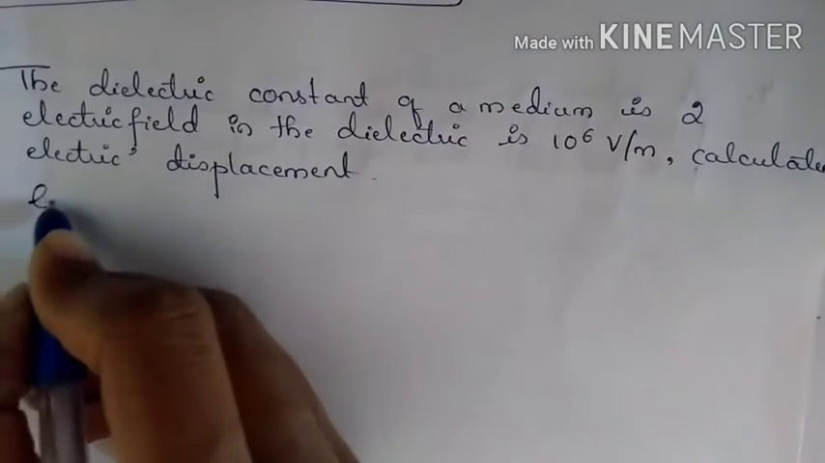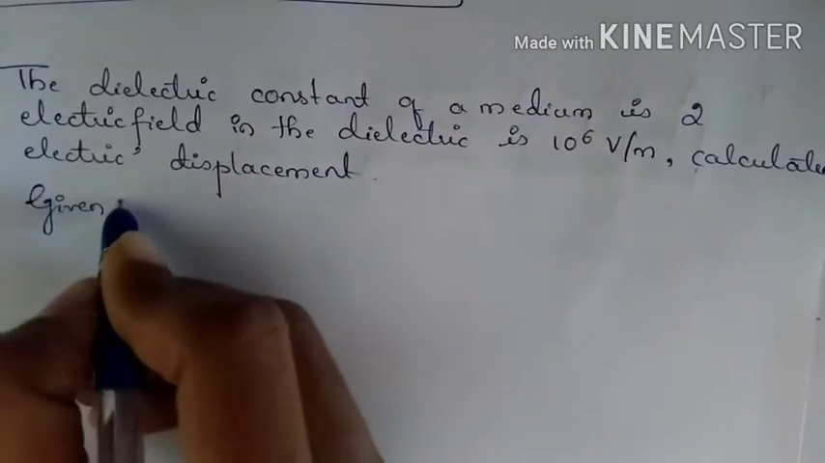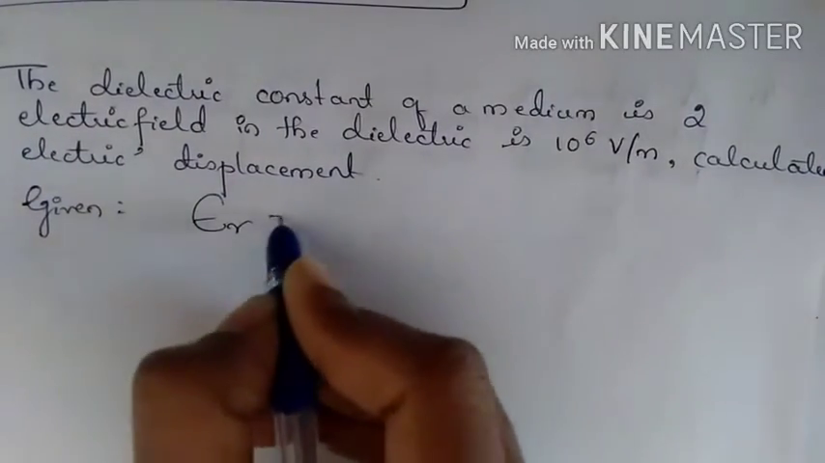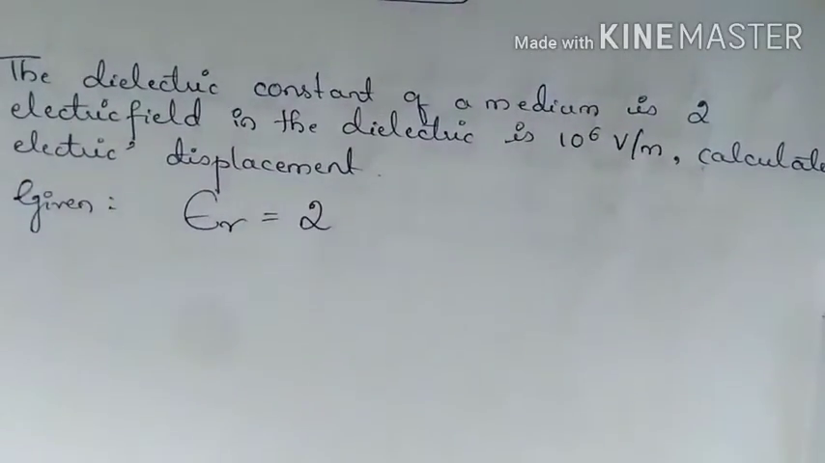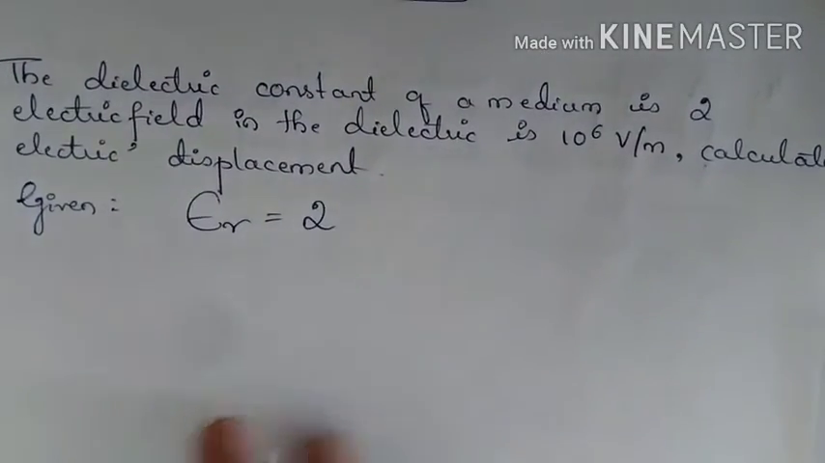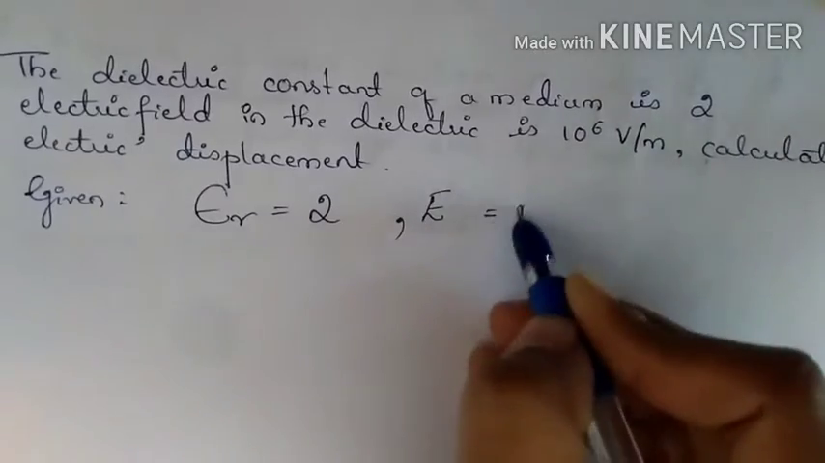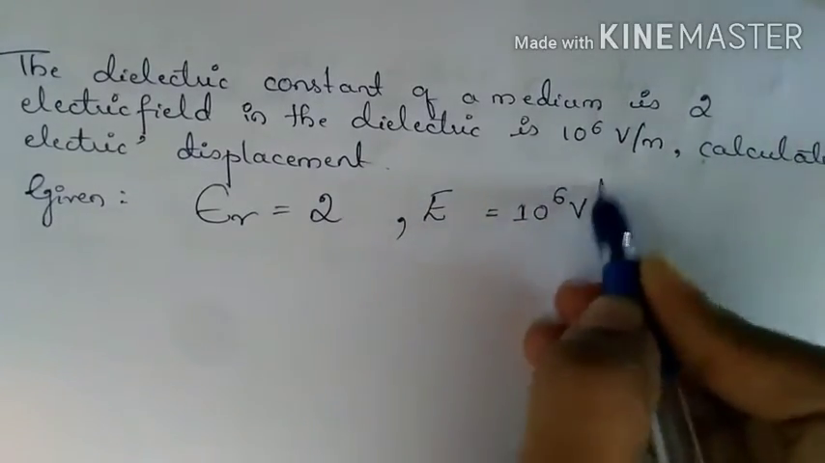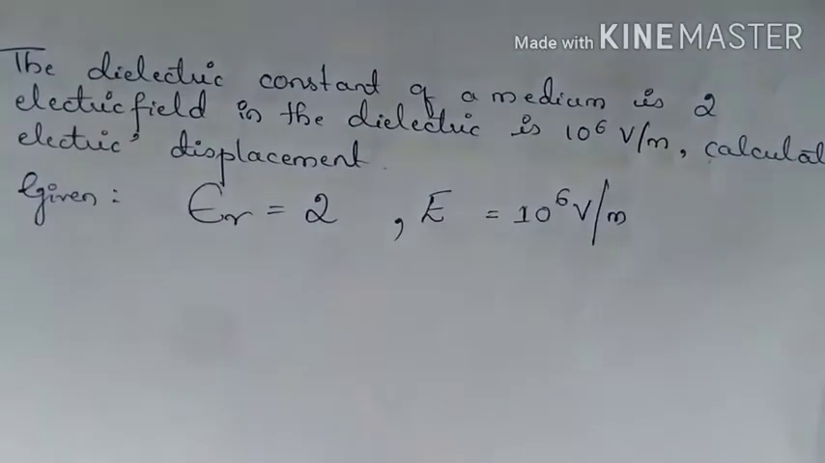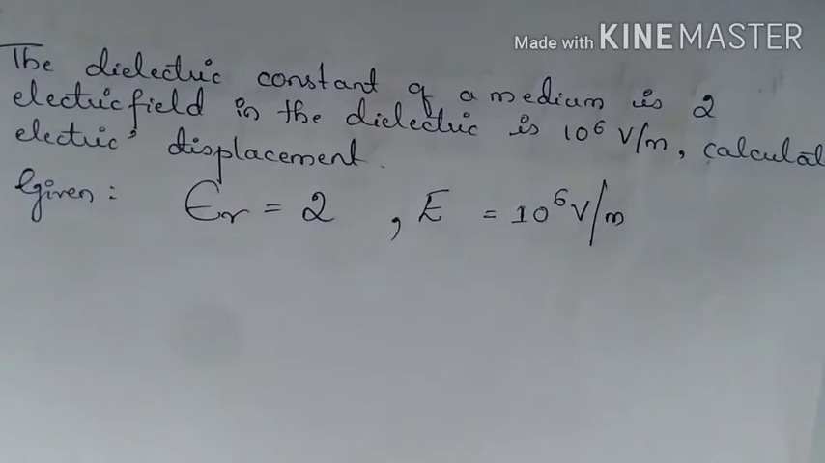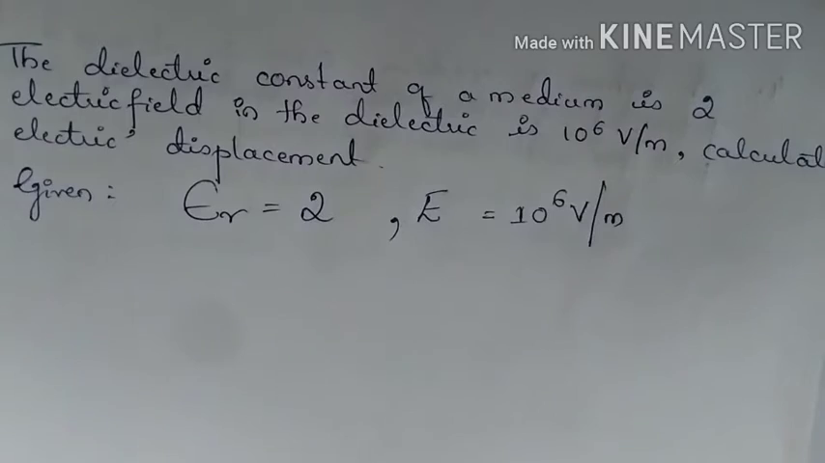So what is given here? Given epsilon r is equal to 2. And he has also given E as 10 power 6 volt per meter. So now what should we do? We have to calculate the electric displacement in the dielectric medium.